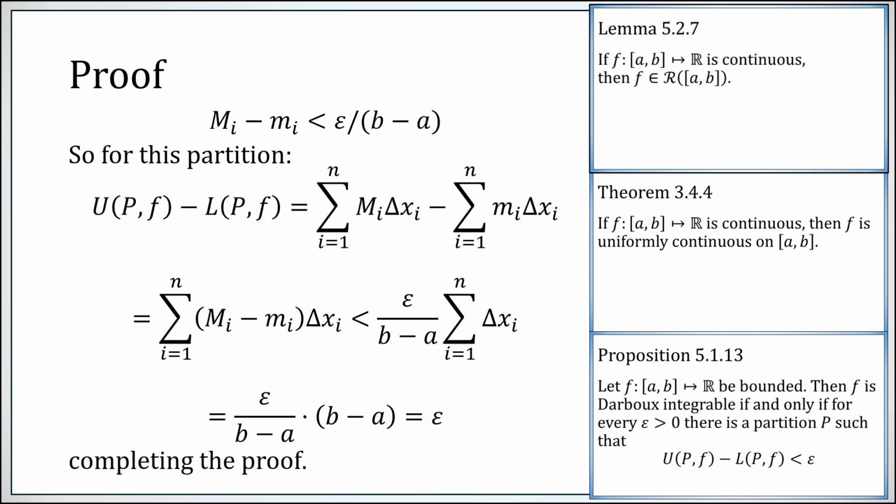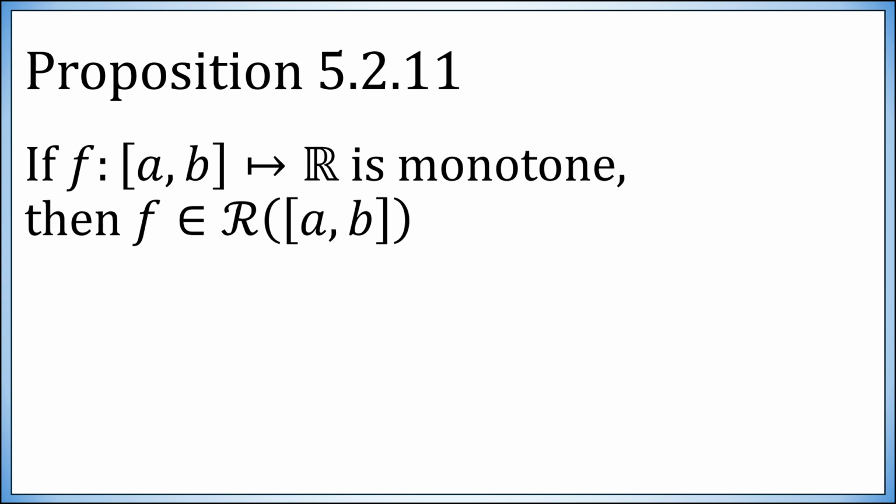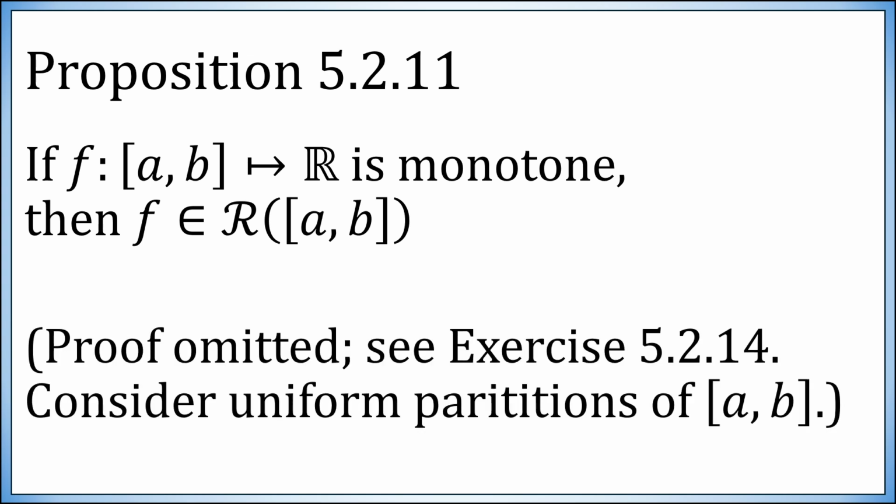So continuous functions on intervals, including their endpoints, are integrable. This is a major step forward in deciding which functions can or cannot be integrated. Next, we can establish integrability for another class of functions. If f, with domain the interval from a to b, is monotone, then that function is Riemann and therefore also Darboux integrable on this interval. Now the proof is omitted. It is left as Exercise 5.2.14. I would merely advise you to consider uniform partitions of the interval. Remember, uniform partitions are those where every piece of the partition has the same width.